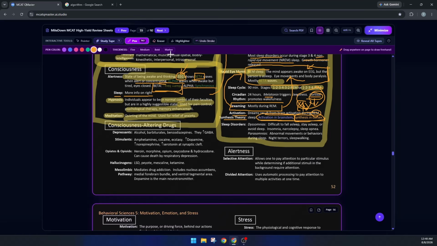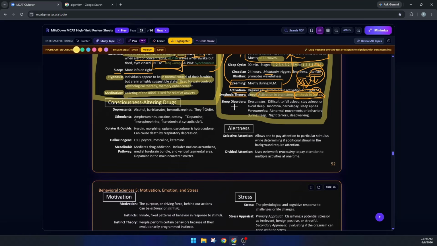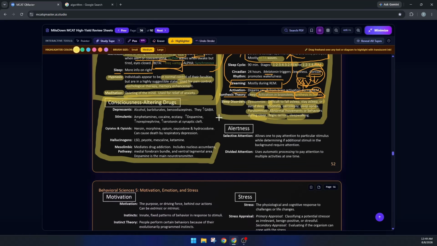Okay, so memorize that. Sleep disorders: dyssomnia, where it's difficult to fall asleep or stay asleep, including insomnia, narcolepsy, and sleep apnea. You need to memorize exactly what each of these are too, by the way. Parasomnias are abnormal movements or behaviors during sleep, such as night terrors and sleepwalking. Cool. And then we could go into consciousness altering drugs.